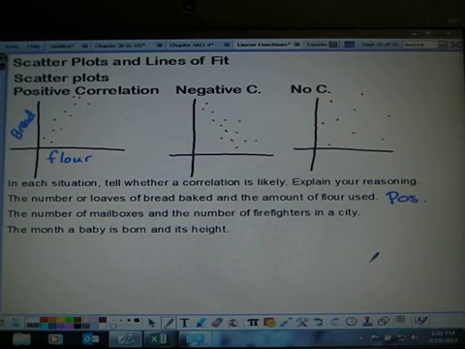And then you think of a city like, let's say, New York. New York City has a ton of mailboxes, a ton of people living there. They have a lot more firefighters than we do. So the more people you have in the town, the more firefighters you need. Positive correlation.